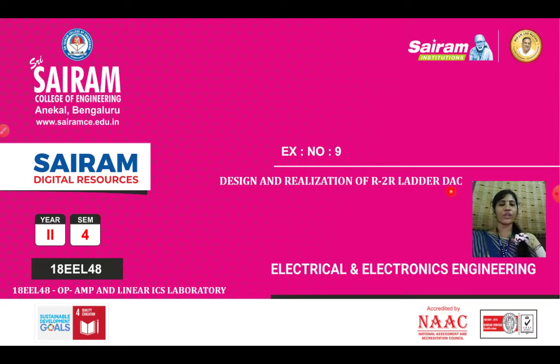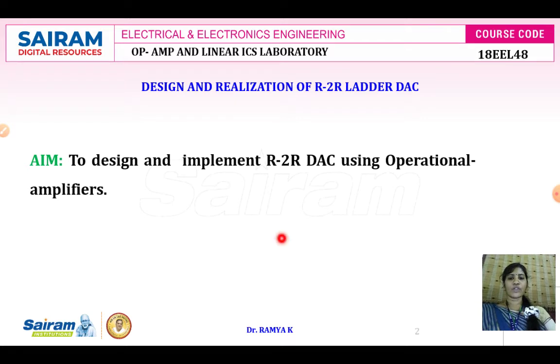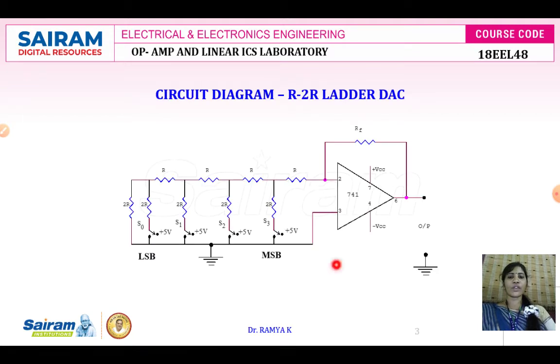So here we are going to use an op-amp to design and realize the R2R ladder DAC network. The main aim of the experiment is to design and implement the R2R ladder network using an operational amplifier, that is IC741.